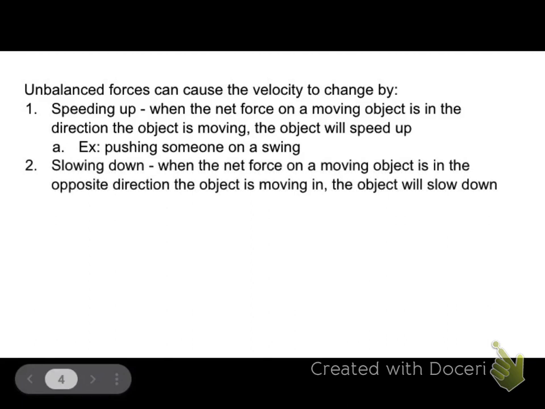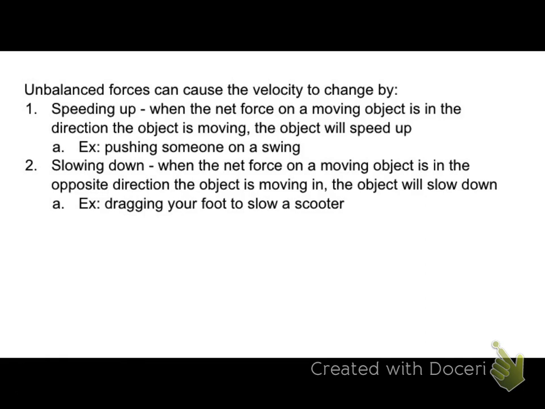Second change is that they can slow down. If you apply a net force in the opposite direction to the direction that the object is moving, then that object is going to slow down. The velocity will decrease. A good example of this is if you are riding a scooter or a skateboard and you put your foot down on the pavement and allow it to drag, you exert a force in the opposite direction to your motion, and as a result, your velocity decreases. You slow down.